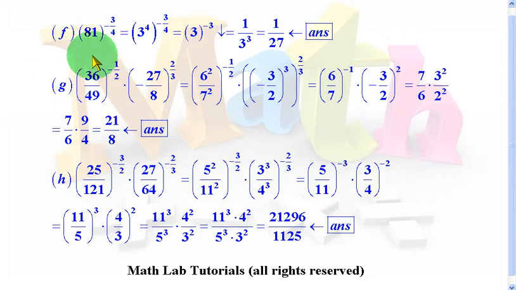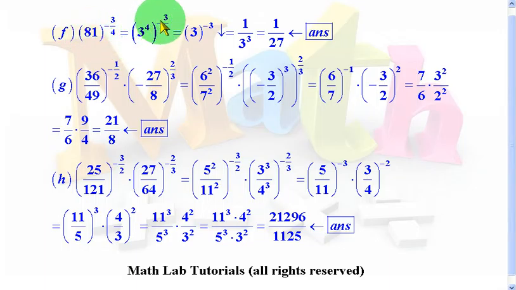Now we have some more master-slave problems here. F, 81 to the power minus 3/4. The rider over here is negative 3. The master is 4, and the slave is 81. And again, it's the slave that has to comply to the master's wish. The master wants the slave to rewrite itself as something to the power 4. Of course, that something is 3. So 81 becomes 3 to the power 4.